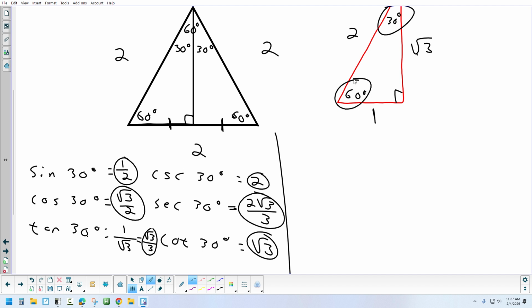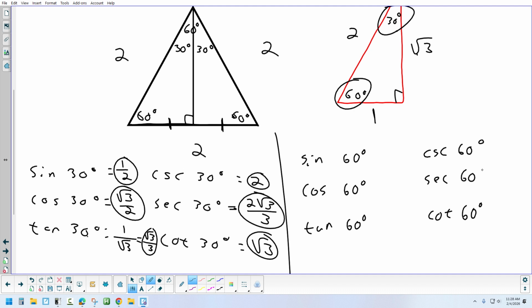Now, to do the 60, we're going to see some very similar answers because it's the same triangle. We're just switching our perspective. So now you're here instead of here. So what switches when you switch your angle? Opposite and adjacent switch places. And so do cosecant, secant, cotangent.